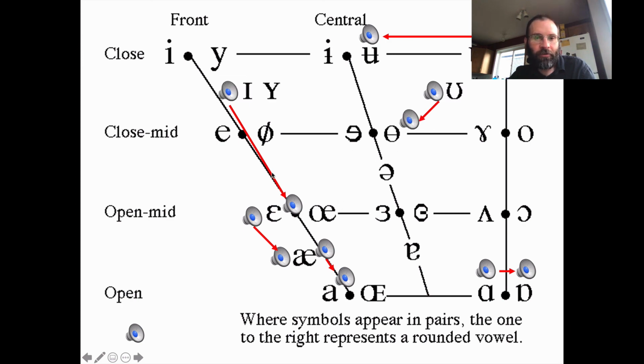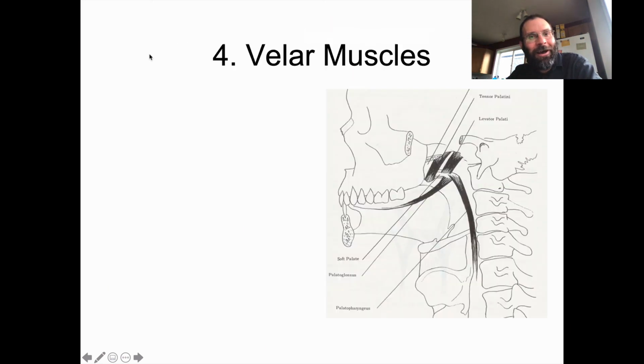Bid is lowering. Head, and bed is lowering. Half is getting backer and more rounded. Bob. Or at least more rounded. Every single one of these shifts is moving in a counterclockwise direction, the opposite of the American shift, which is kind of fun. But still, we can understand each other to at least some extent, right? It's not that bad. Okay, lastly, I'll tell you about the velar muscles, just for good measure.